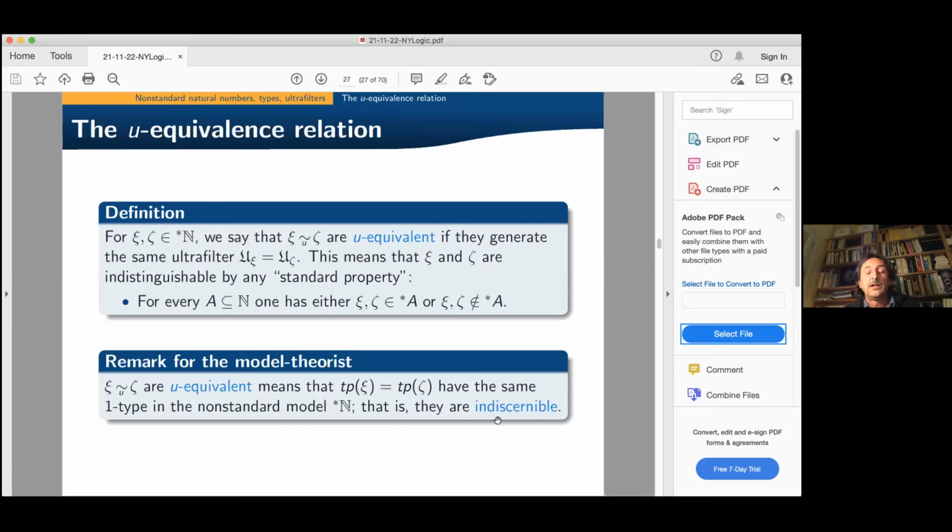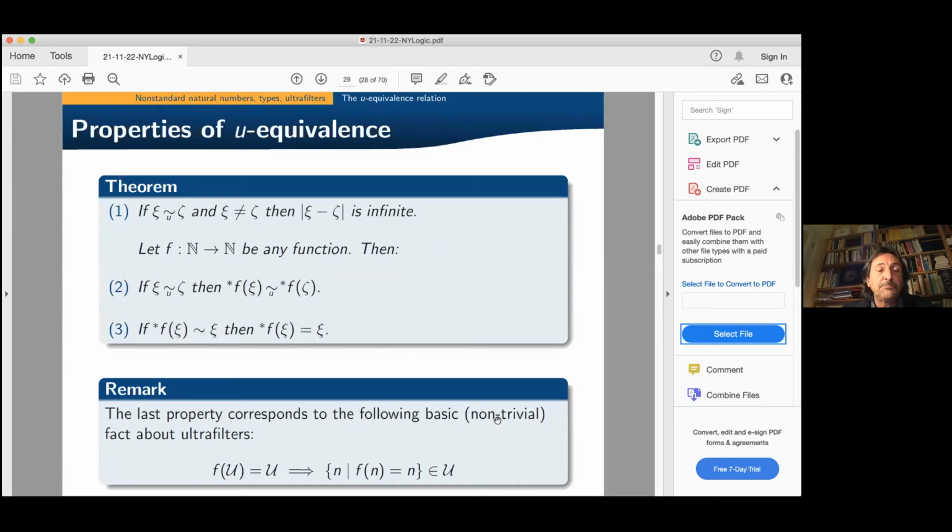So for instance, you take any property you want of the natural numbers, and either both of them satisfy the property or both of them do not satisfy. In this case, you say that the two elements are equivalent. And this, of course, corresponds to the property of having the same one type, or to say that the two elements are indiscernible. Now, what is the use of this notion? First of all, let me just mention a few very easily stated properties of this equivalence.